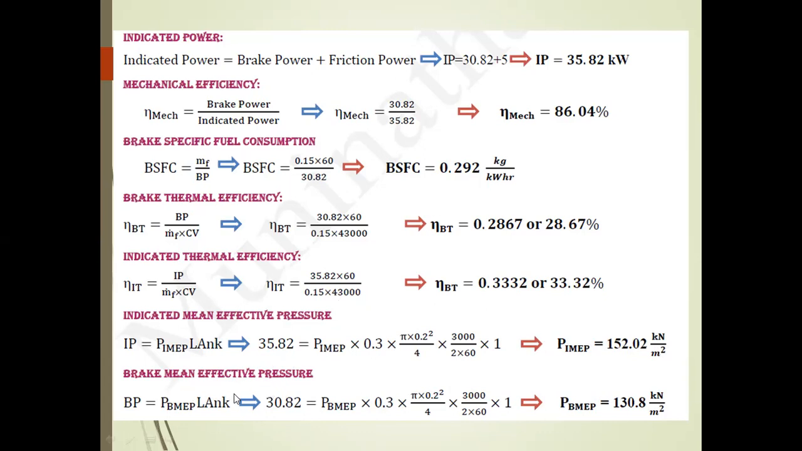So finally, we can find out the brake mean effective pressure. Generally, the brake power is equal to brake mean effective pressure, L, A, N. So you know the value of brake power. So finally, we can find out the brake mean effective pressure. The brake mean effective pressure is almost 130.8 kilonewton per meter square.